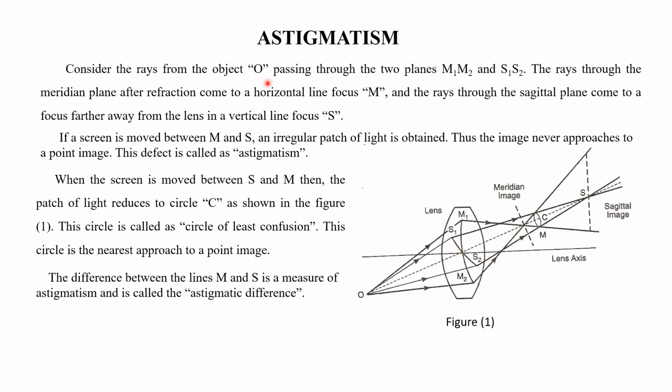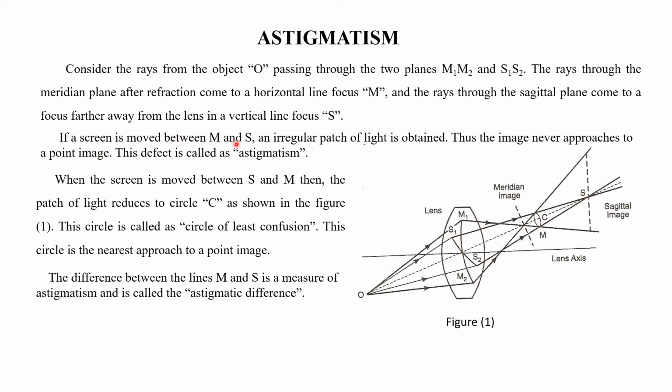Now, consider the rays that are coming from the distant object O, which are passing through these two planes, that is the meridian plane M1, M2 and the sagittal plane S1, S2. The rays through the meridian plane after refraction through the convex lens come to a horizontal line focus M. This is the meridian image. And the rays that are passing through the sagittal plane after refraction come to focus farther away from the lens, and this image is said to be the sagittal image.